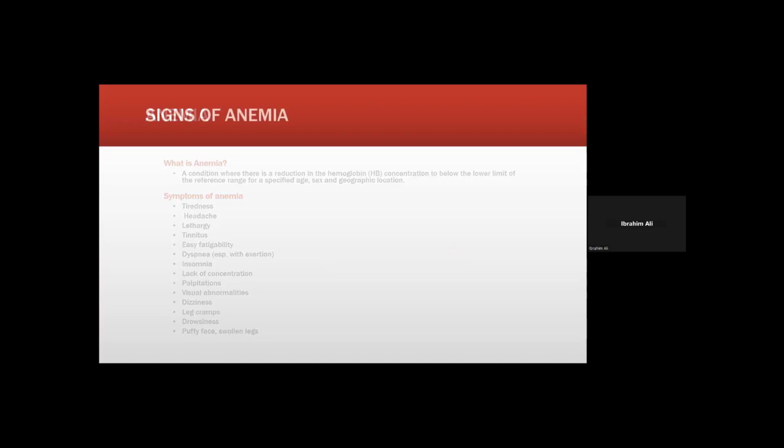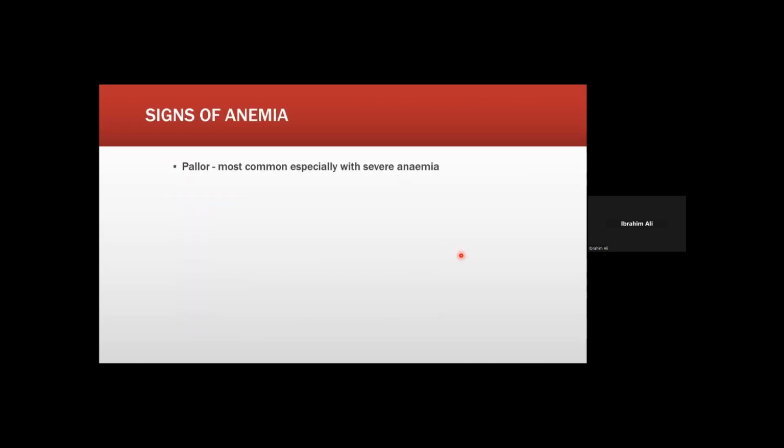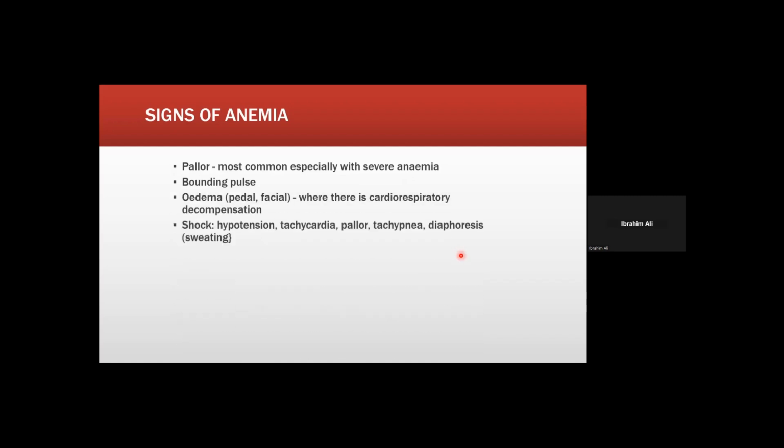Pallor, where you see the patient be pale, is the most common sign in most cases of anemia, especially with severe anemia. There are three areas you can look at for pallor: the palm of your hand, the conjunctiva of the eye, and the dorsum of the tongue. If the patient is anemic, we'll see those three areas to be pale.